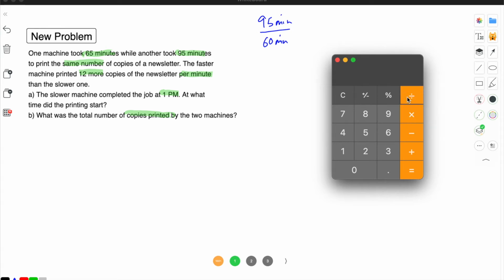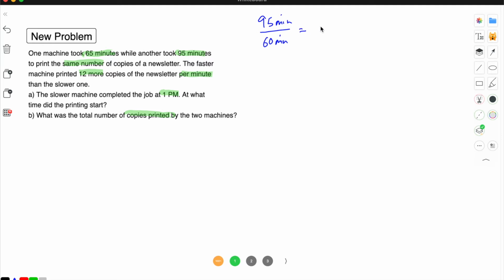95 divided by 60. So we get 1.58 something, so that means it is 1 hour. So let's get rid of the 1, minus 1. We are left with only the decimal, and to get the exact number in minutes, we have to multiply that by 60. So it is 35. So this is actually 1 hour and 35 minutes.